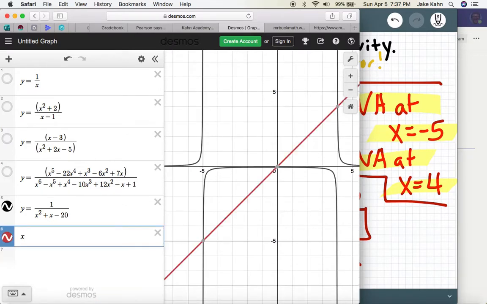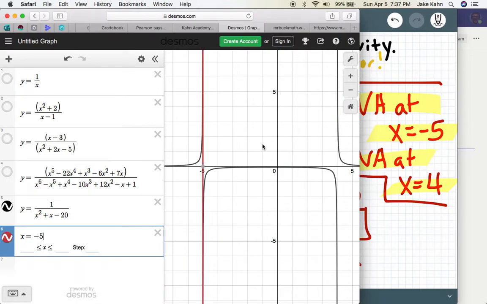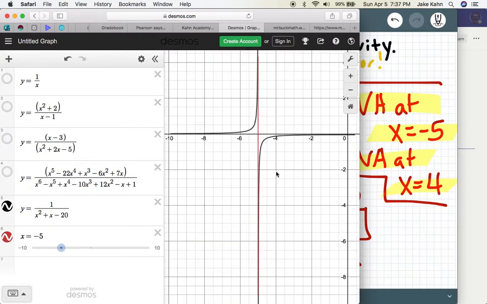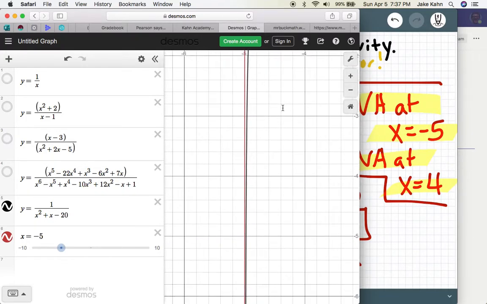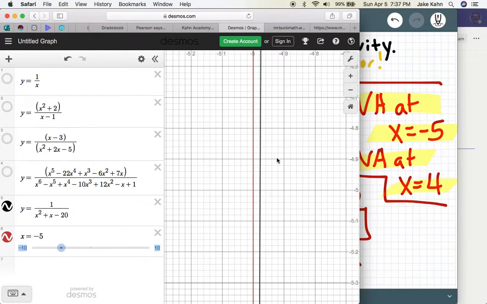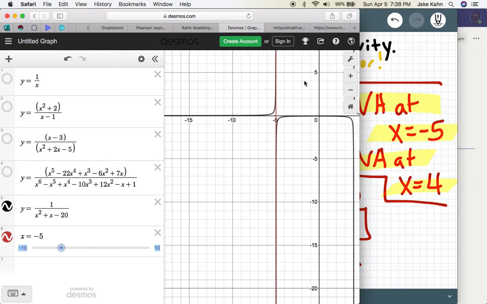Our first vertical asymptote was x is equal to negative 5. You can see that in red, and it's true. Our graph does have a vertical asymptote. The black function gets closer and closer to that red asymptote, but it never actually touches it. I'm zooming in right now. It never actually touches it.